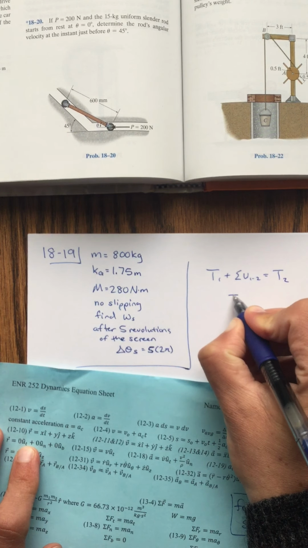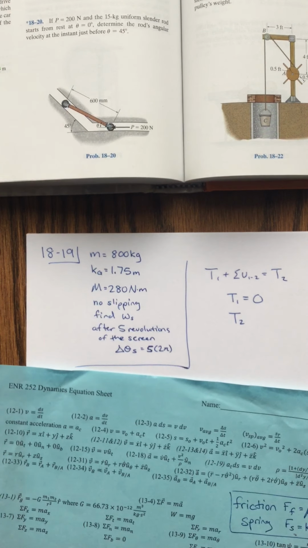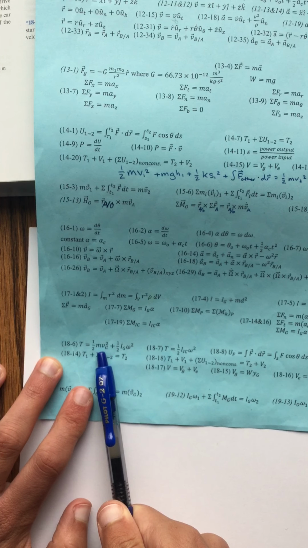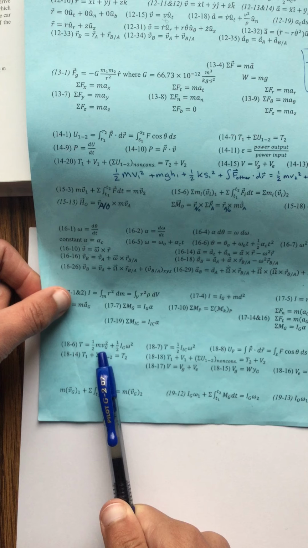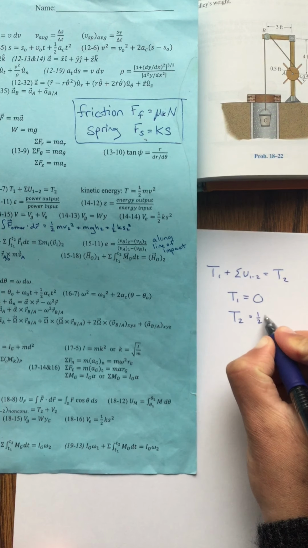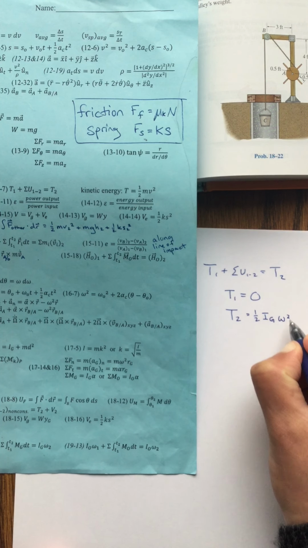Assuming that the screen is starting from rest, T1 is equal to 0. Since the mass center is not moving, the 1/2 mv squared, where v is the speed of the mass center, is equal to 0. So the kinetic energy is 1/2 times the moment of inertia about the mass center times omega squared.